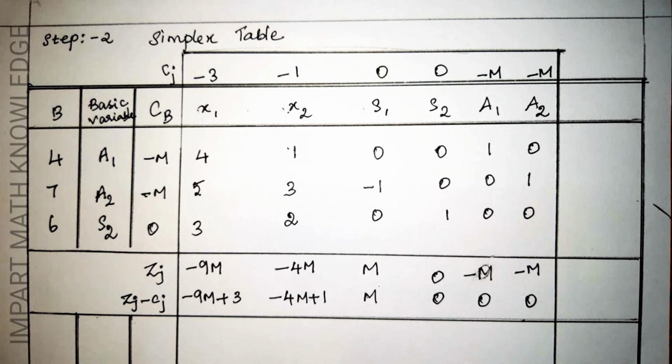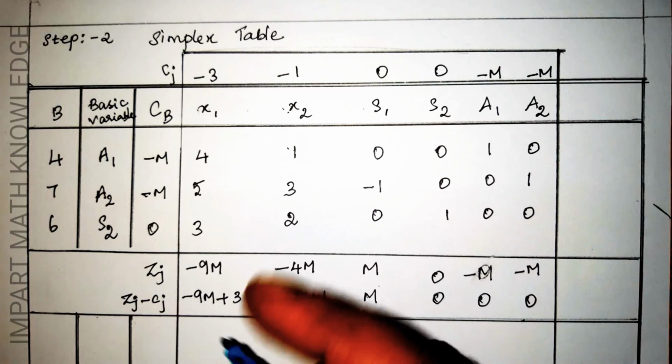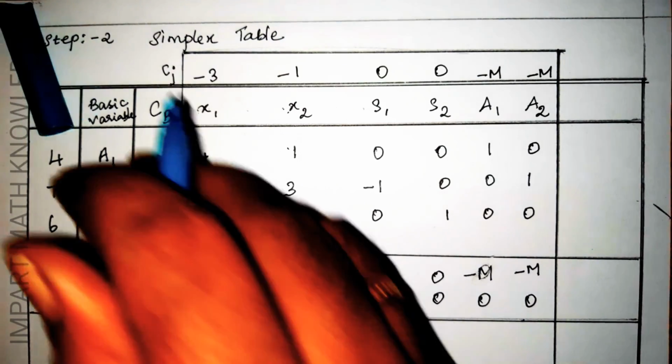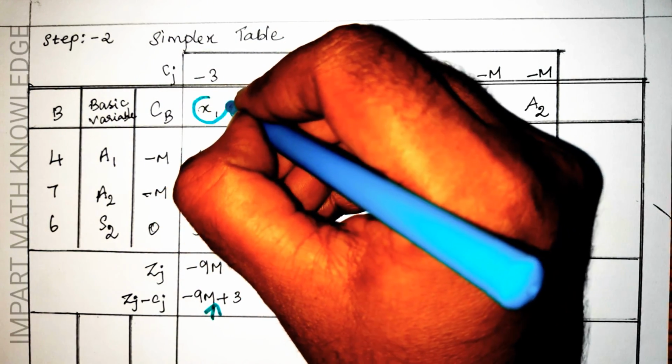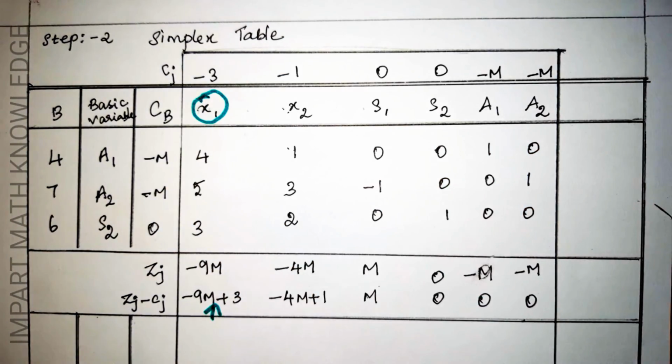Now we have to check whether all Zj minus Cj values are positive or 0. Here some values are negative. In the Big M method, you have to concentrate mainly on the coefficient of m. So here the most negative is -9m plus 3. So the corresponding variable x1 enters into the next table.